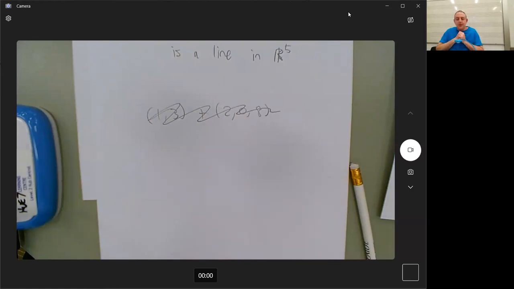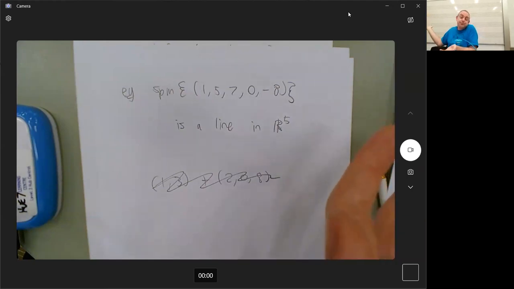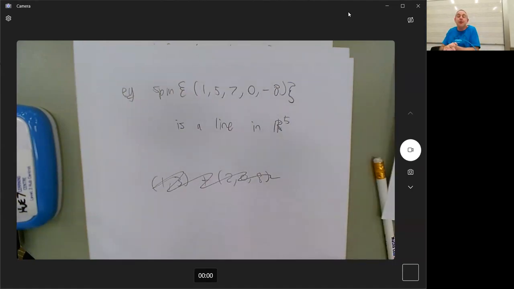Okay. So we don't have names for when you get to a three-dimensional object. A one-dimensional object is a line and a two-dimensional object is a plane. We don't have a word for three-dimensional objects. They're just called three-dimensional spaces. And in R5, there are lines, there are planes, there are 3D spaces, there are 4D spaces, and then there's everything.